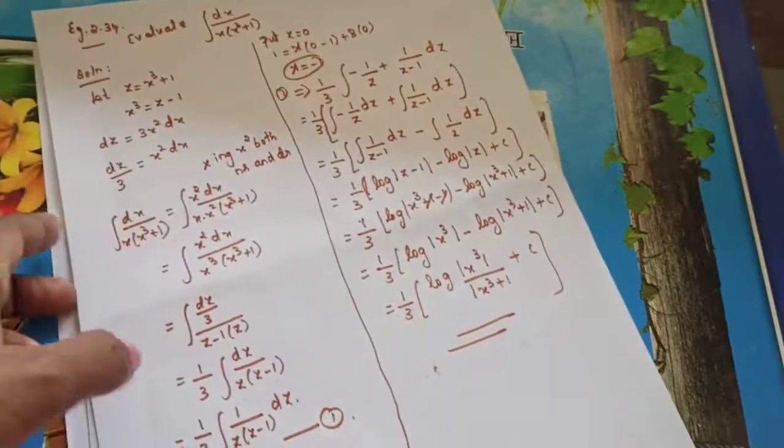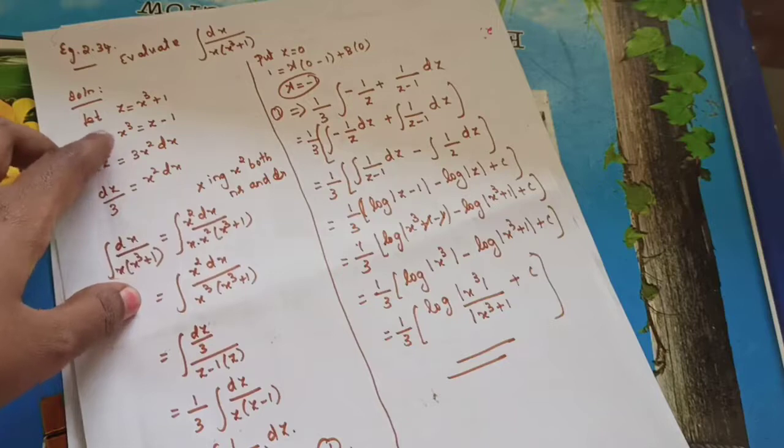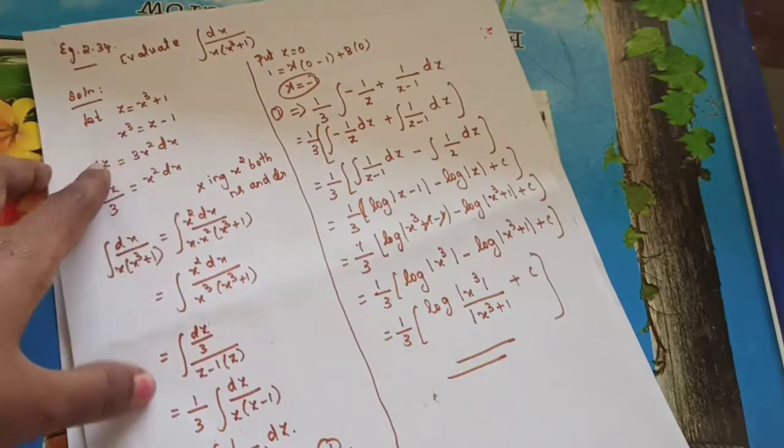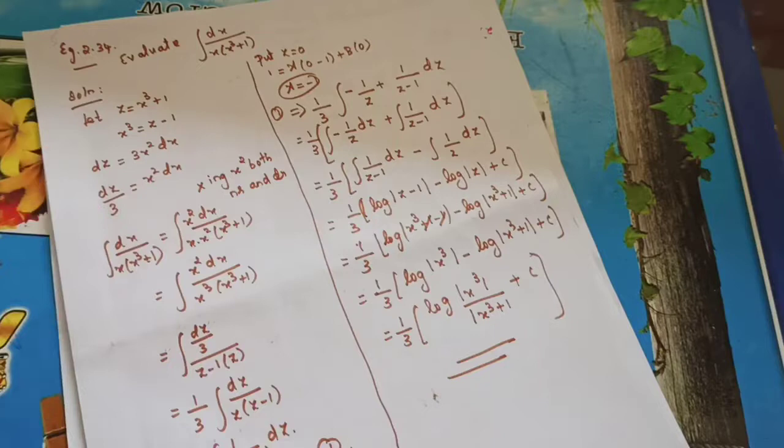I hope you got a good idea. Shall I repeat it again? Okay. So let z is equal to x cube plus 1. That is, I consider the denominator bracket value as z is equal to x cube plus 1. From that, what is the x cube value? z minus 1. Okay, then dz is equal to 3x square dx, then x square dx is dz by 3.